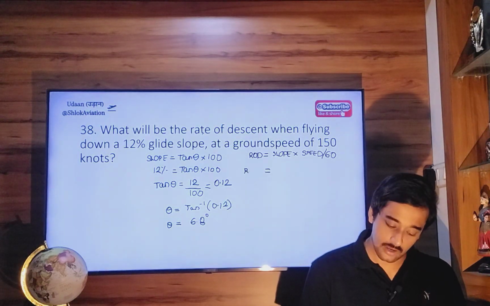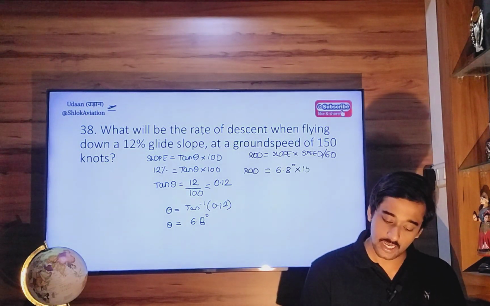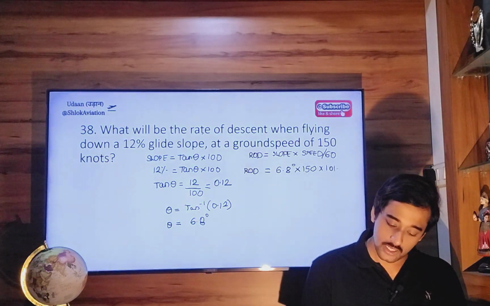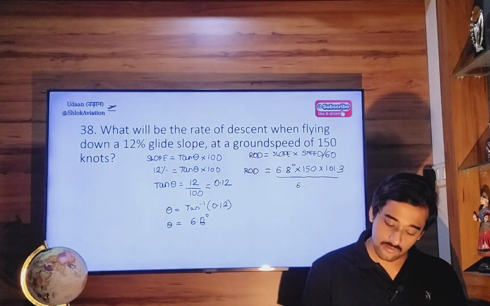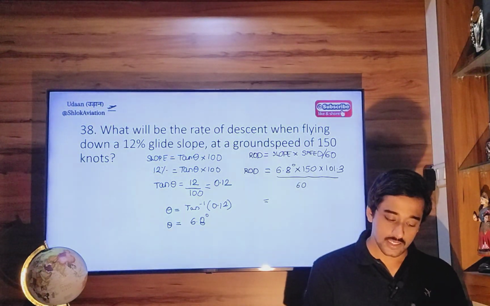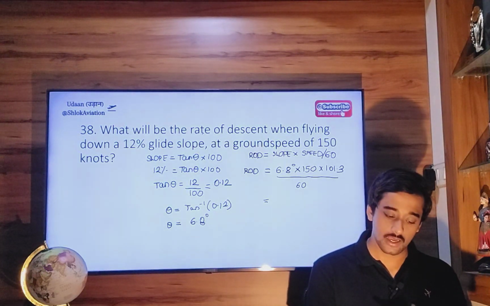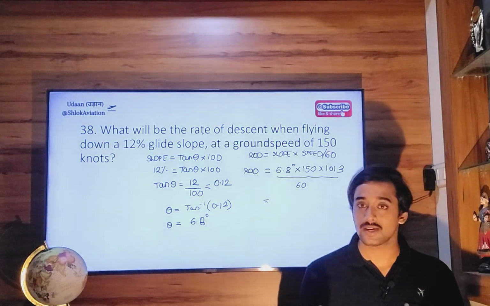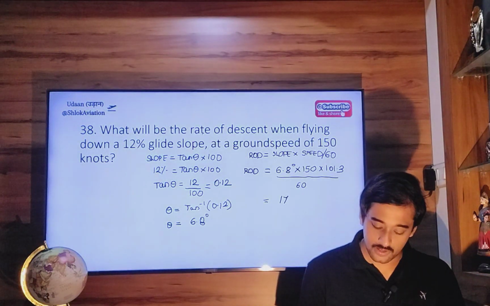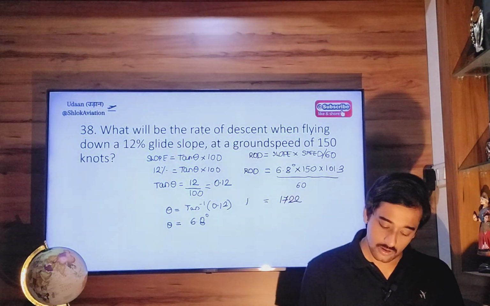Rate of descent equals 6.8 degrees into 150 knots into 101.3 divided by 60. 6.8 into 101.3 into 150 divided by 60 is 1722. So rate of descent is 1722 feet per minute.